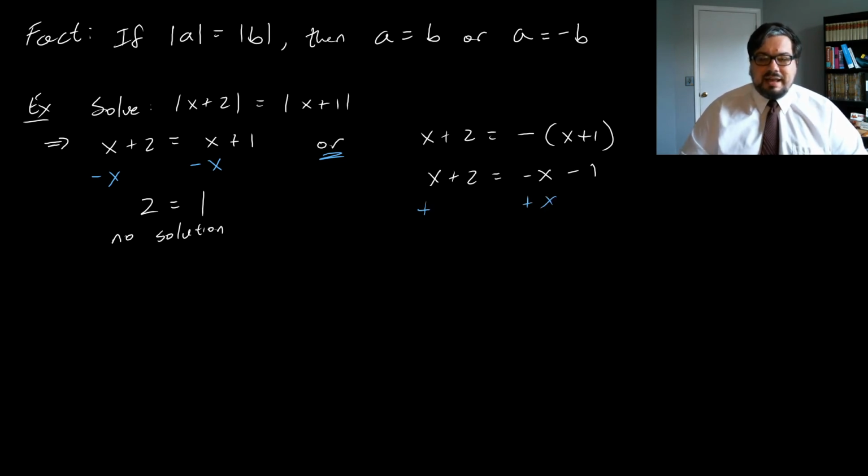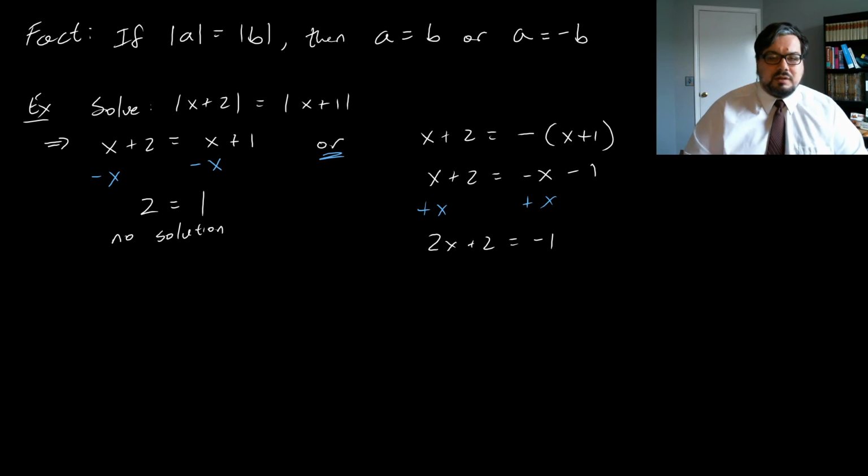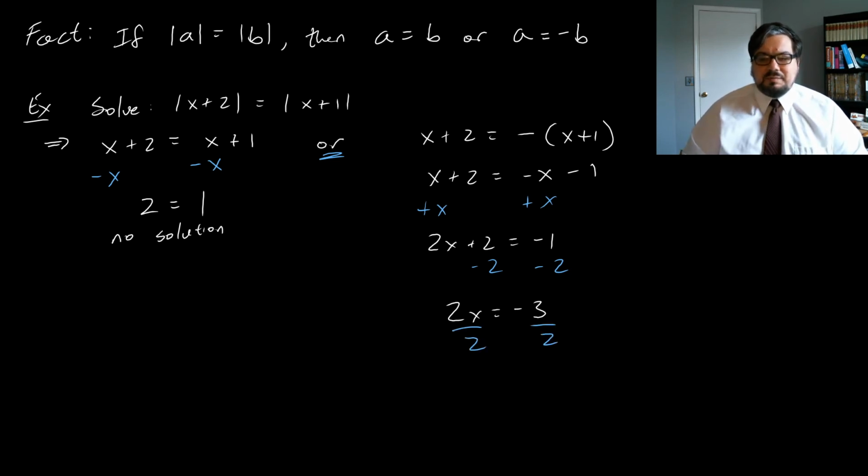So we can add x to both sides. Get 2x plus 2 equals negative 1. Subtract 2 from both sides to get 2x equals negative 3. And then divide both sides by 2 to get x is equal to negative 3/2. So there's a potential solution. Let's check our work.